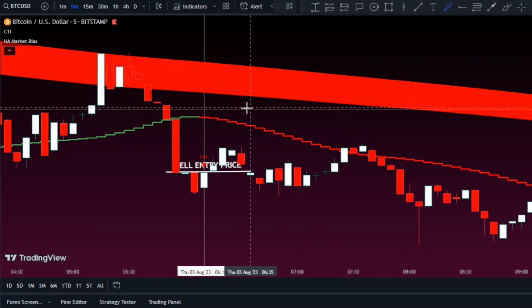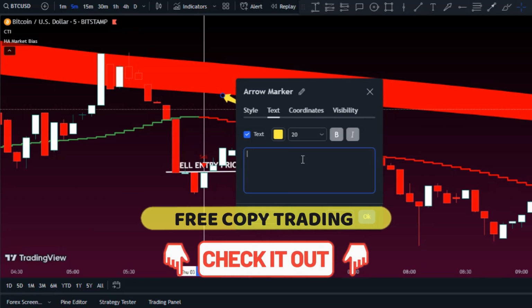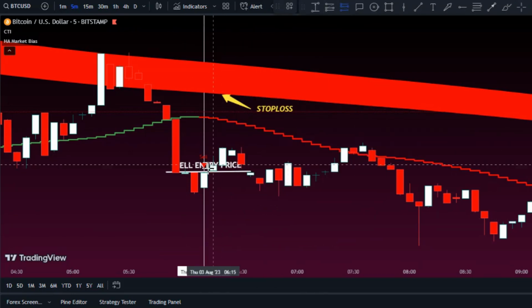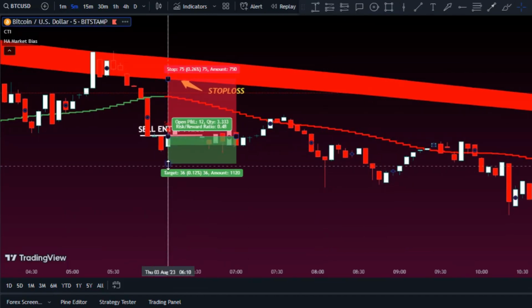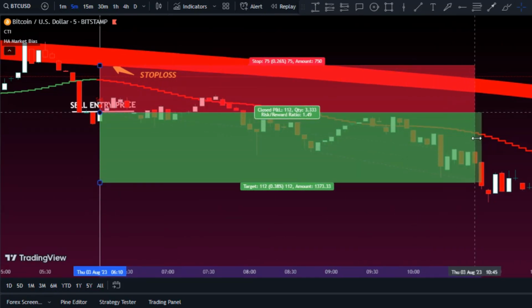After going long, we'll set a stop loss using the Market Bias band. And to secure profits and get out, aim for at least a 1 to 1.5 risk to reward ratio.